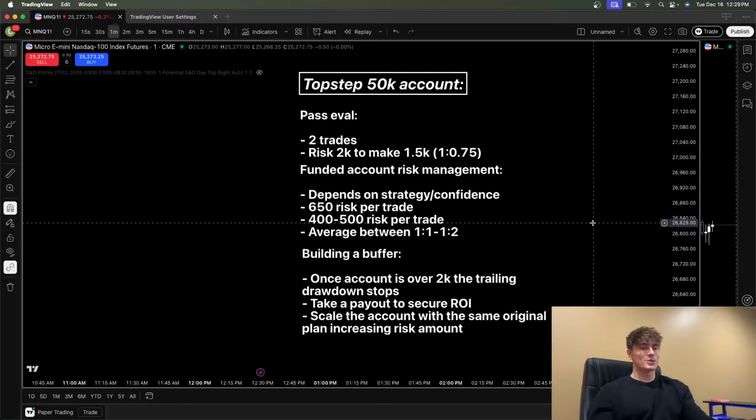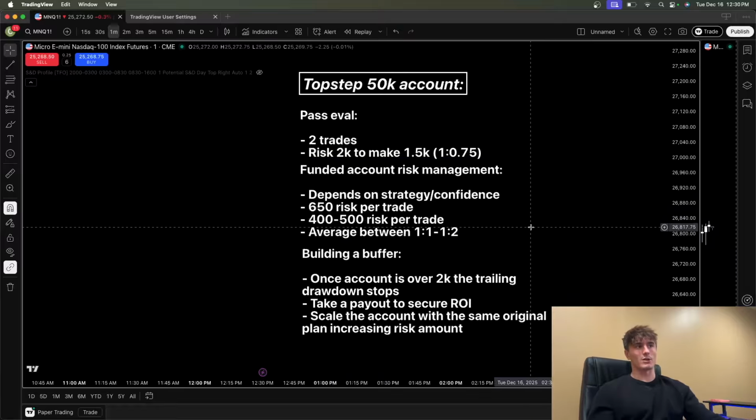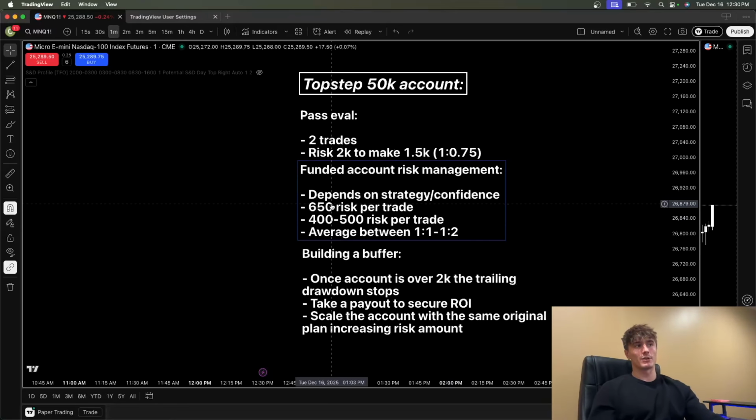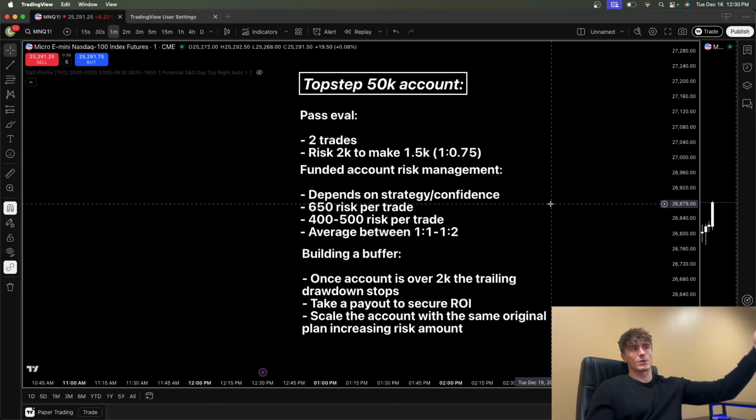Like if you only want to risk 20% of the account, risk $400. That gives you 5 trades before you blow the account. If you're a little bit more confident, you're willing to risk a little bit heavier, and you know that losses aren't going to come as often, risk a third of the account, risk $650. That's how I do it, and that's how I'm able to scale these accounts quickly.